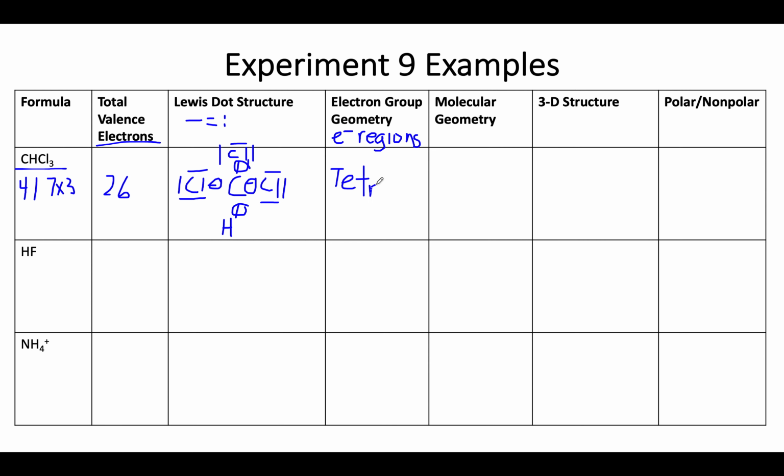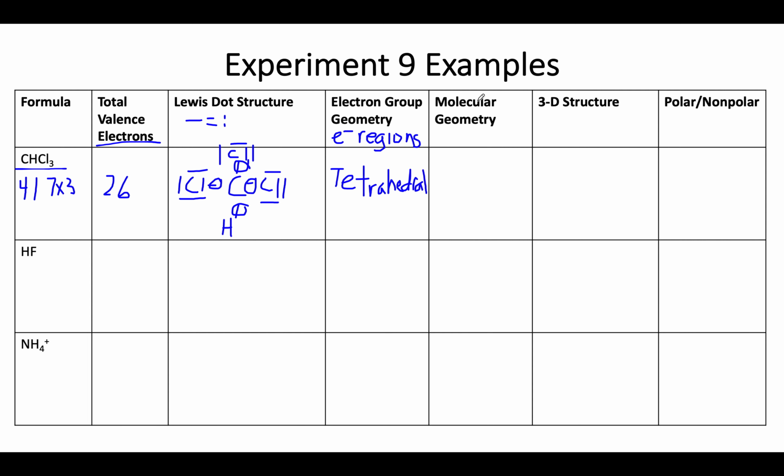So be really clear. I have had students in the past that just write tet or tri, and it's not clear because there's several shapes that we're going to be talking about, and if you go to Chem 200, there's even more shapes that are similar. So really write out the whole thing.